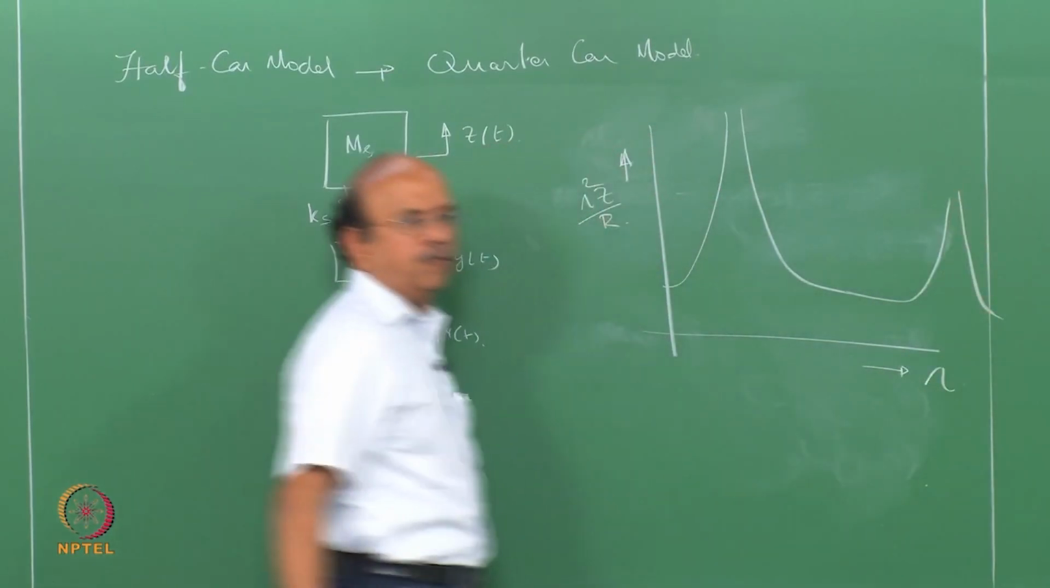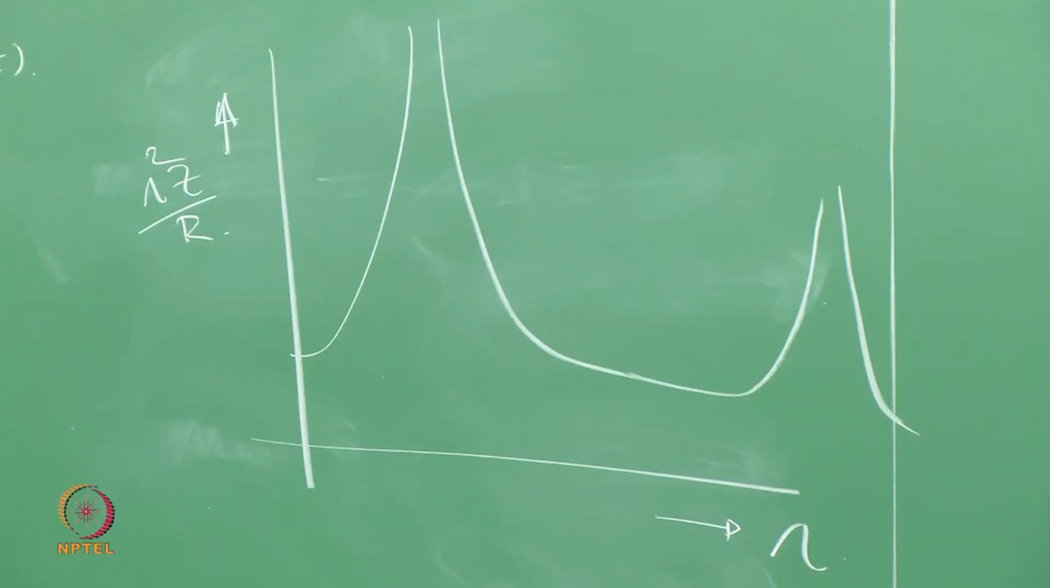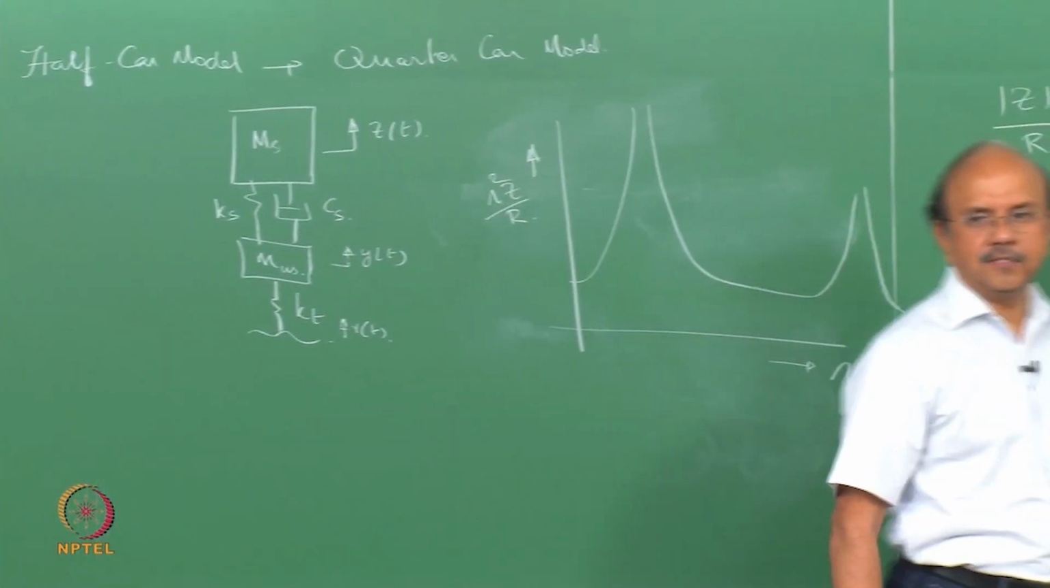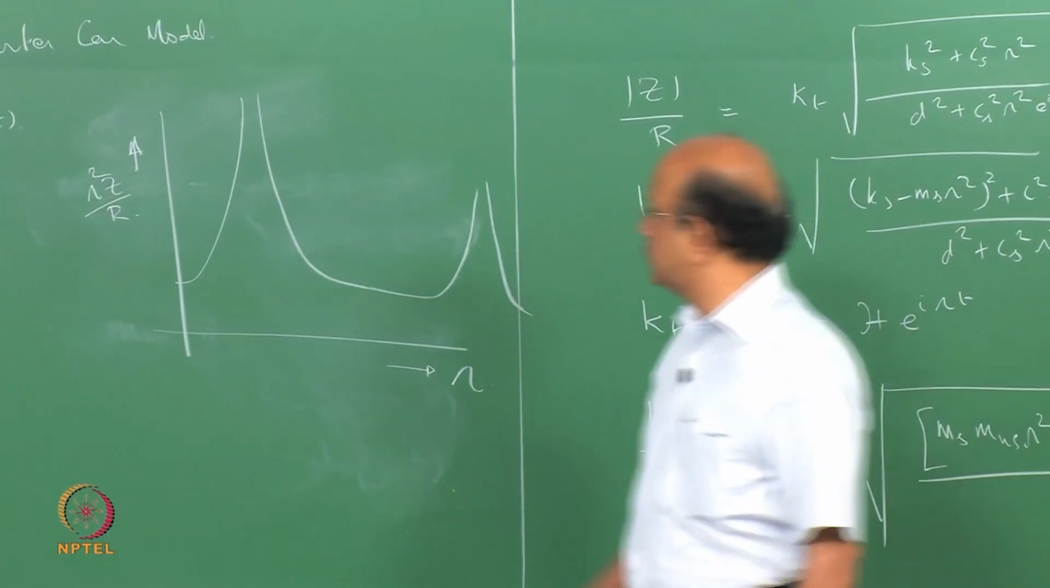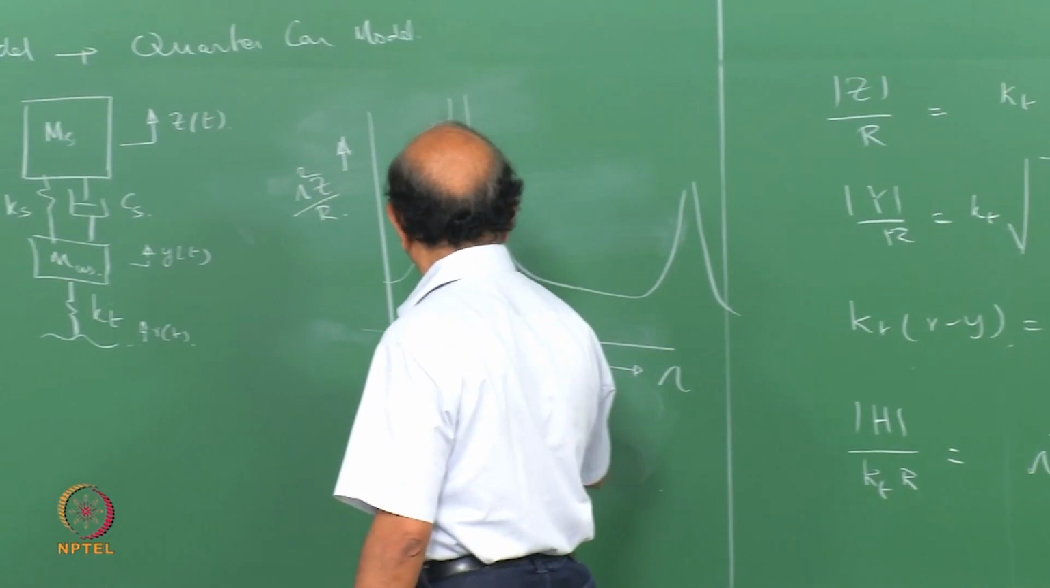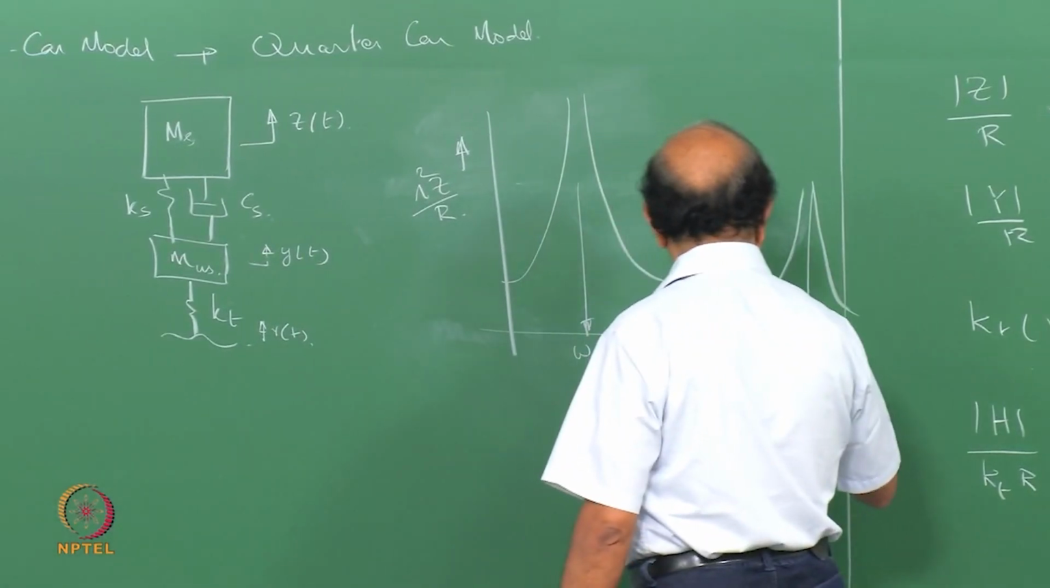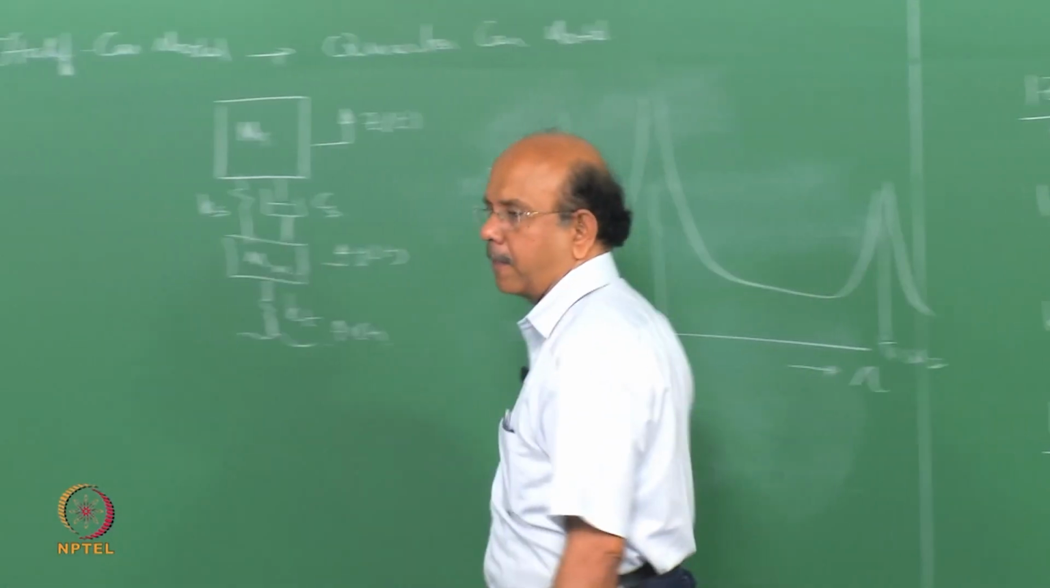When I plot it like this, then my plot is going to look like this for C equal to 0. At two places you are going to have difficulties, and those two places are the two natural frequencies, which are omega 1 and omega 2.